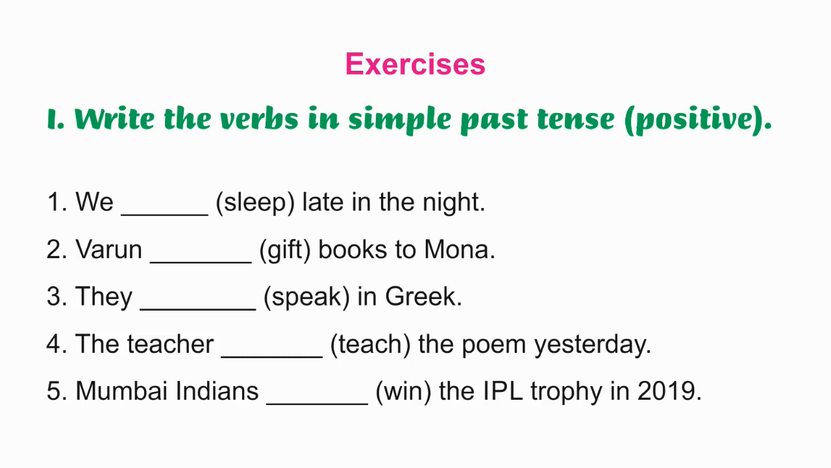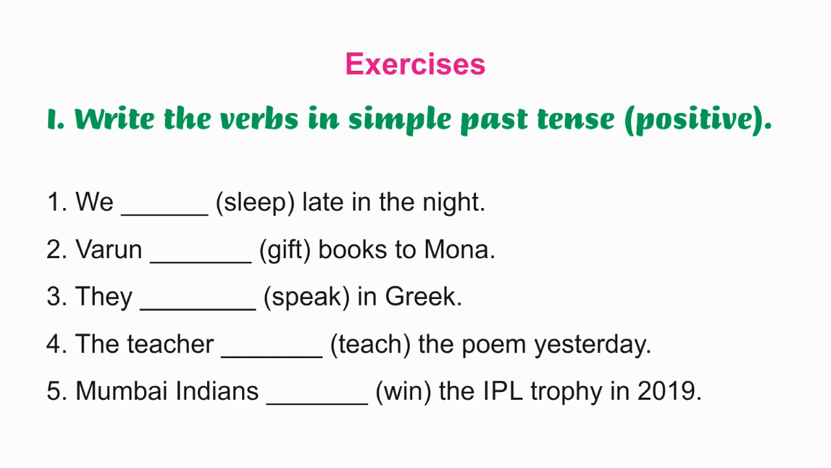Number 2. Varun blank books to Mona. Gift in bracket. Yes, it's gifted. G-I-F-T-E-D. Regular verb in past. Number 3. They blank in Greek. The verb in bracket, speak. Spoke. S-P-O-K-E. Irregular verb in past of speak, spoke.